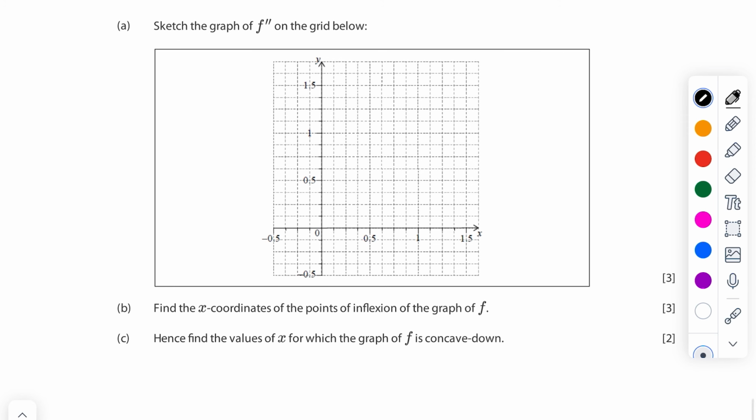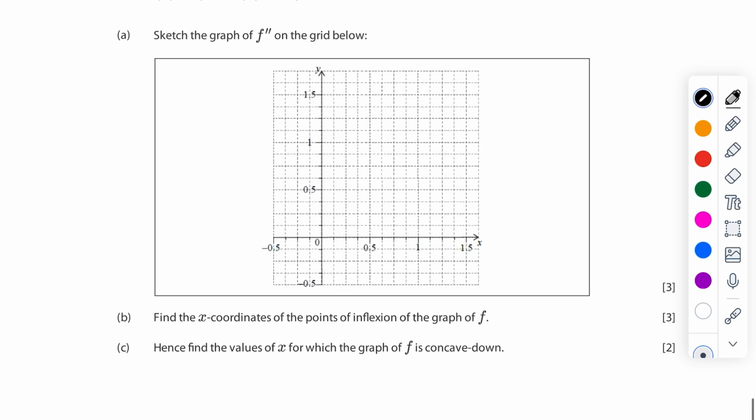Question number 18. Sketch the graph of f double prime x. So this is a paper 2 question, you can use the calculator to get those points. I'm using the calculator to get it out over here, then somewhere over here, and at 1 over here. Then I join them, and this is the approximate shape.